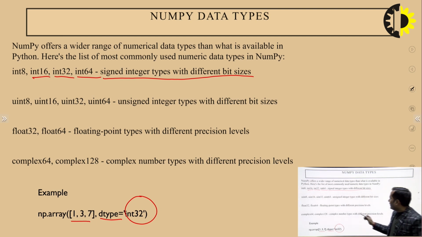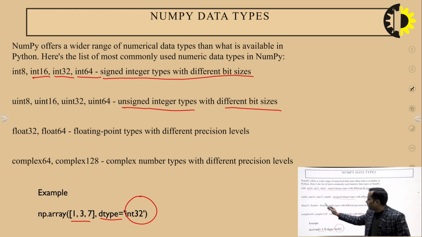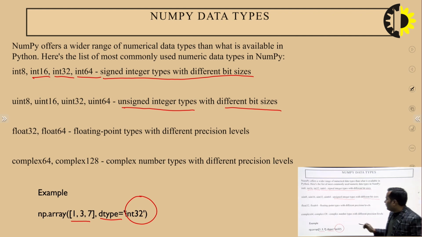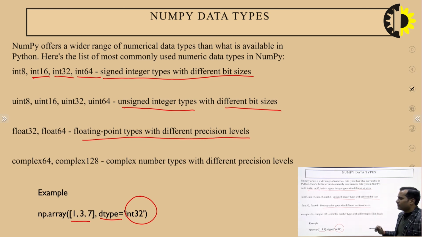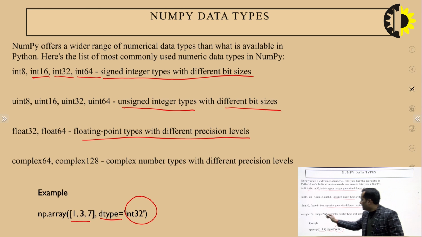If we want to create unsigned integer types with different bit sizes, we can use uint, that means unsigned integer: uint16, 32 and 64. If we want to create floating point data types with different precision levels, we can provide float32 or float64 here.